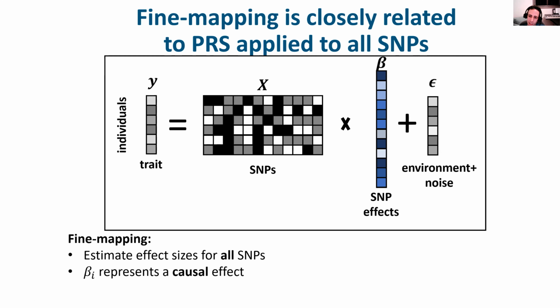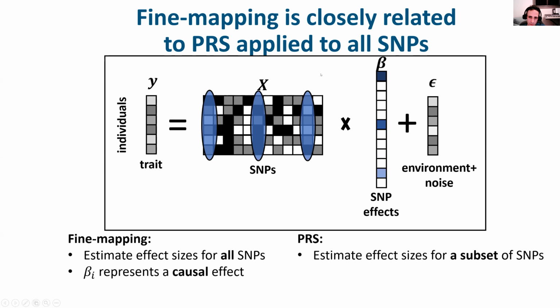I should add the caveat that when I say the word causal here, I mean it in a pretty loose sense. This is not causality in the Judea Pearl terminology. This is causality in the sense that the effect is not mediated by LD. It's a direct effect. So this is what we would want to do in principle, and this is what fine mapping does. And now what happens when we train a PRS model?